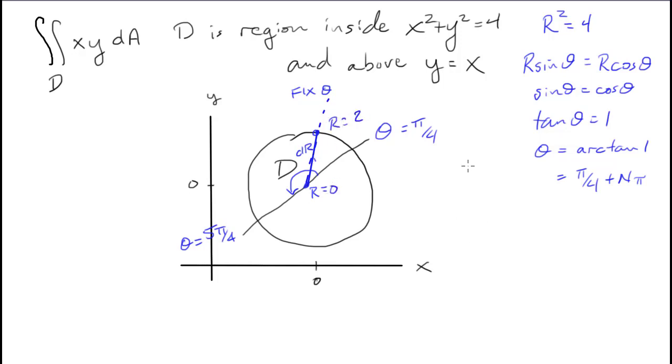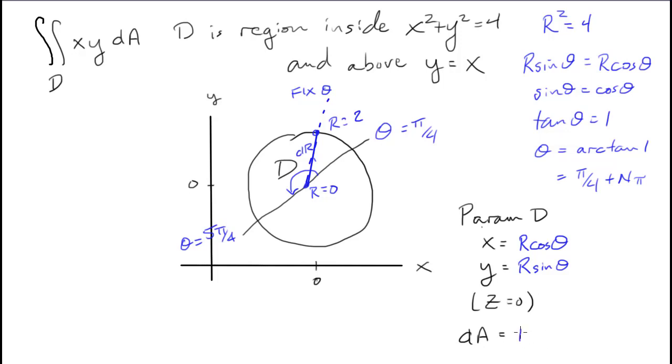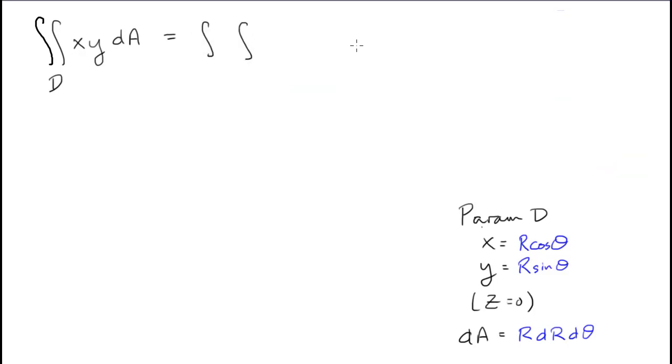Need to rewrite dA in parametric form. x is r cosine theta. y is r sine theta. Our equation z equals 0, which we don't write because it's understood. And our differential is r dr d theta. We already pre-computed it, which makes that handy. Replace x by its parameterization, replace y by its parameterization, replace dA by its parameterization. Integrate over our curve.